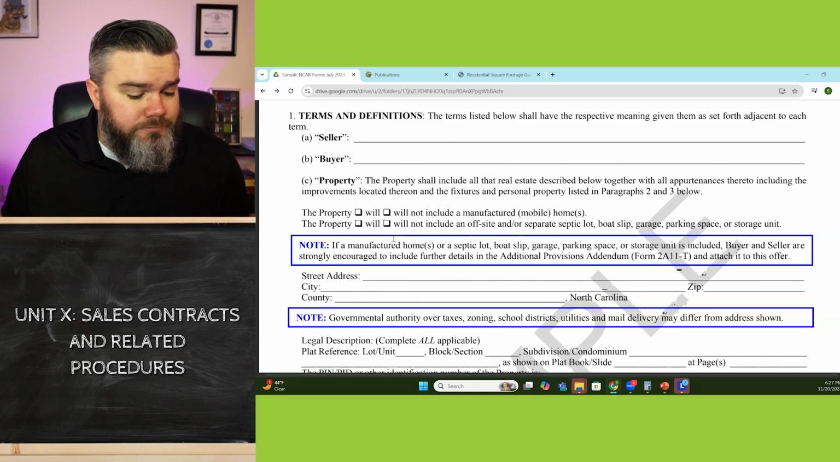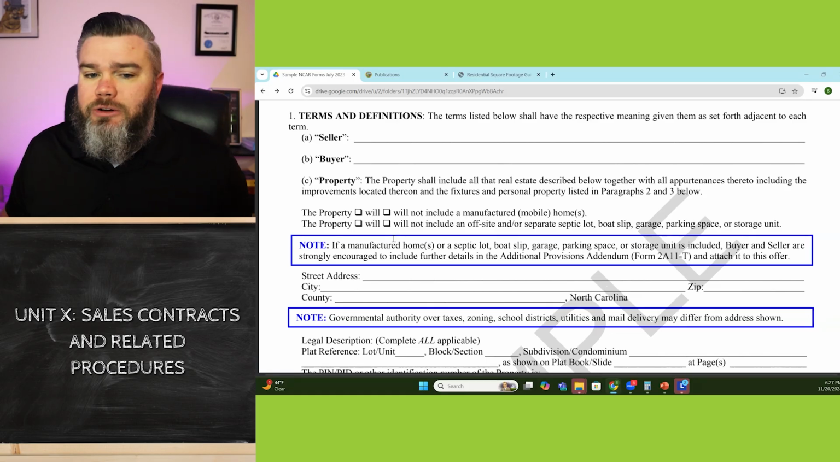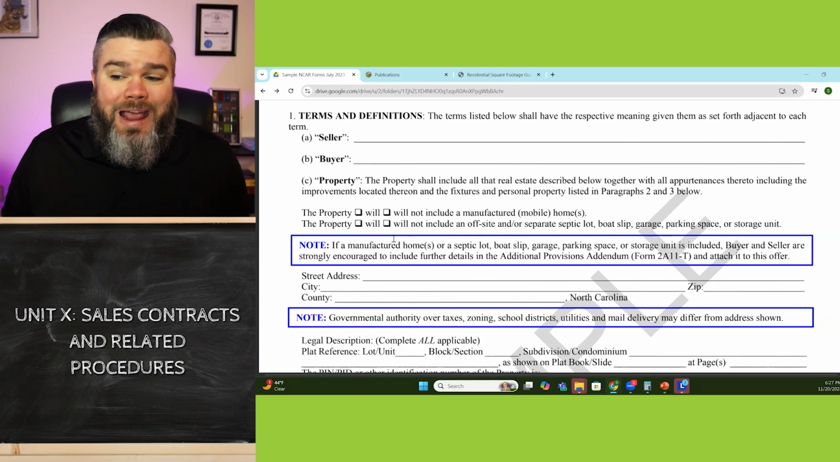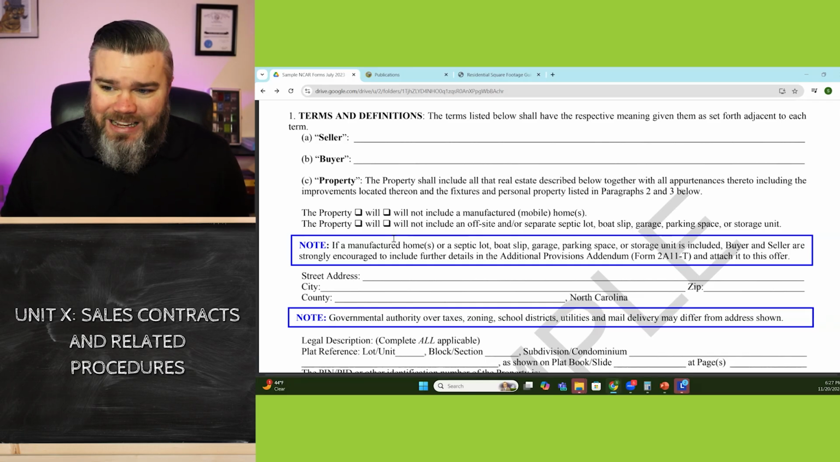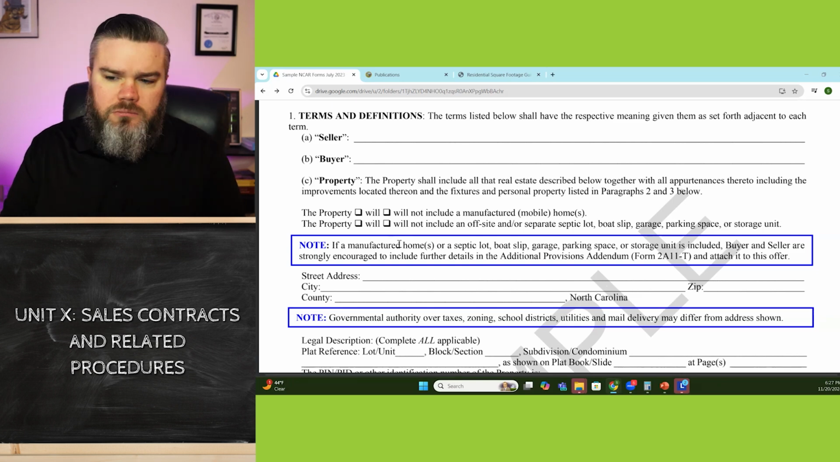Manufactured homes are personal property. At least they start that way, right? Manufactured homes start as personal property and can potentially be converted to real property if certain criteria are met. And so we need to clearly name that, regardless of whether it has or has not been converted, that it is part of the sale. And so there's no question about it transferring as well.